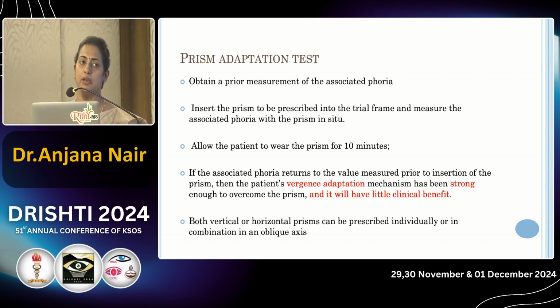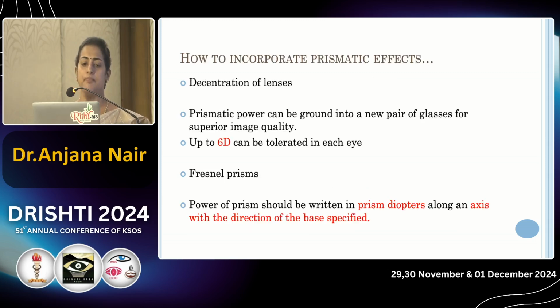again make an assessment of the heterophoria, and if the value measured after the adaptation time is the same as that prior to the adaptation, that indicates that the patient has a strong vergence adaptation, and this patient is not going to benefit from prism glasses. So in such cases where prism adaptation is positive, you needn't give prisms in spectacles.